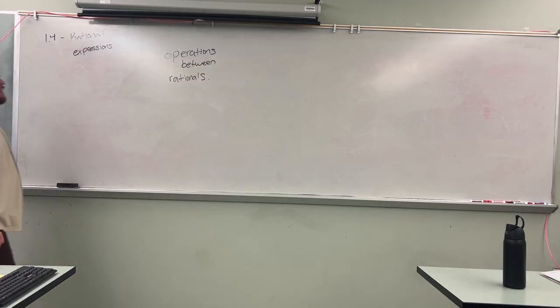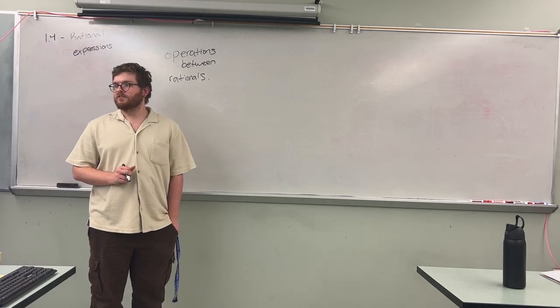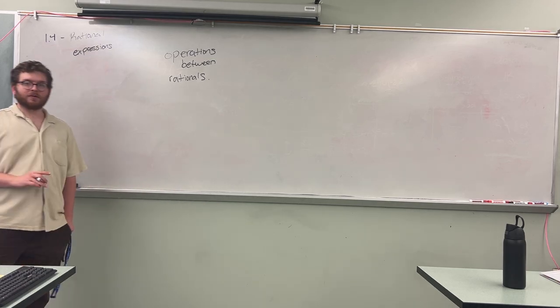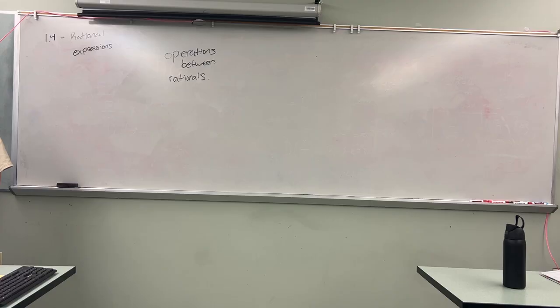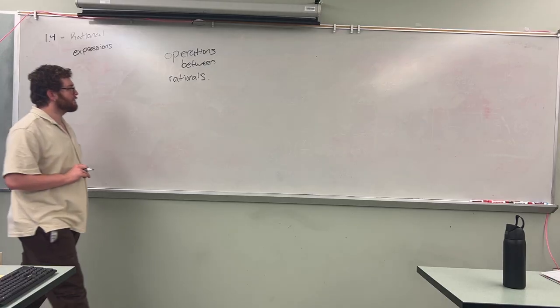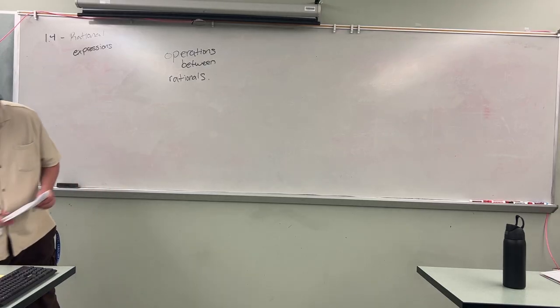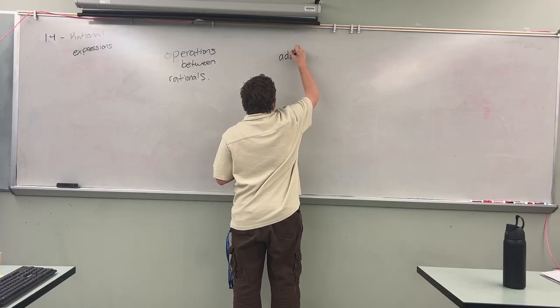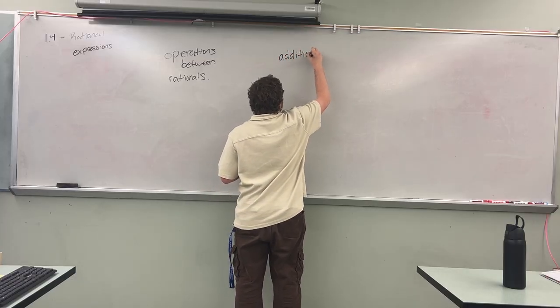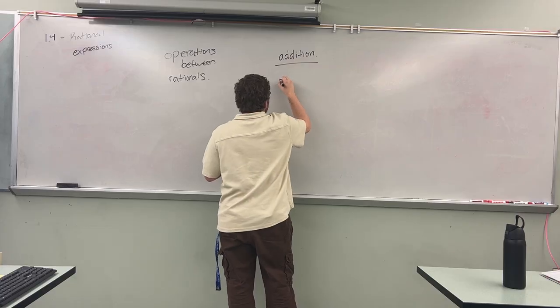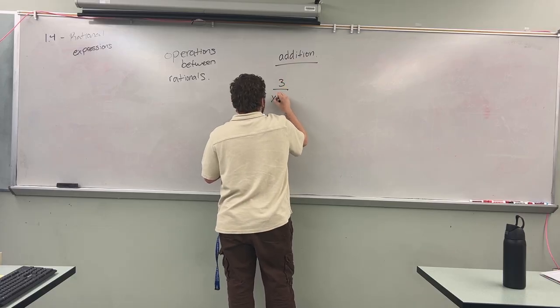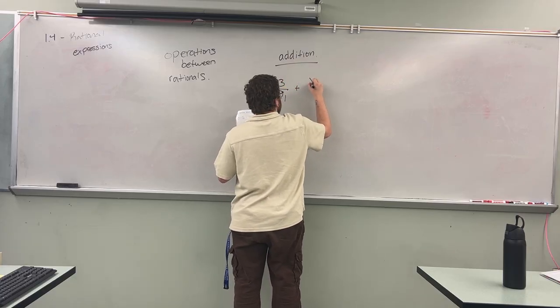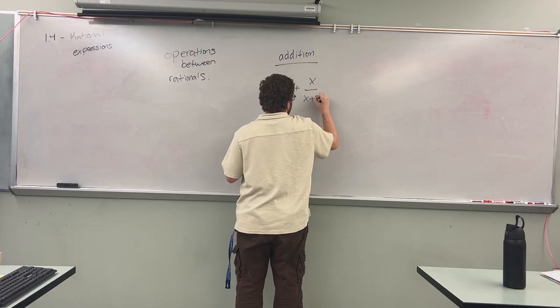So for instance, say I want to add two of them. All of the rest of this is going to be just examples that will help you understand how to work through some problems. So we'll start with addition. Say our example is we want to add 3 over x minus 1 with x over x plus 2.